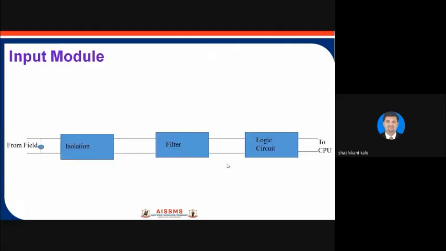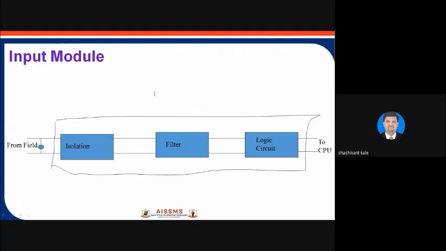So input module, there are the 3 stages. Signal is coming from the field. We can consider this as the DI module or input module sometime, or instead of digital, we can say it is an input module. This is the border of input module we may consider, and signal is coming from the field side, passing through the various stages, and the outcome of that signal is conveyed to the central processing unit. This is mostly the controller, we can call it.